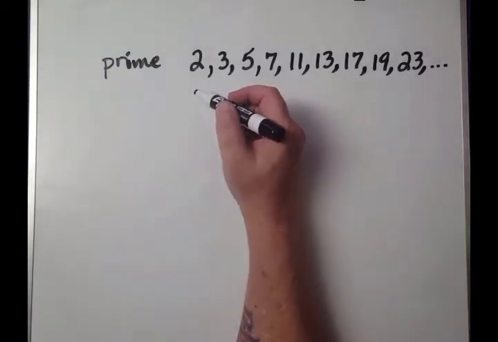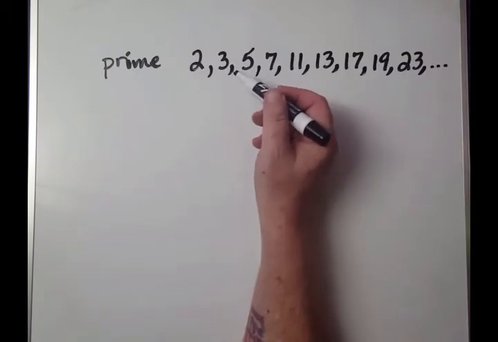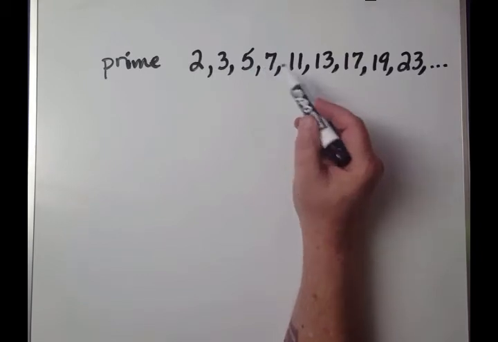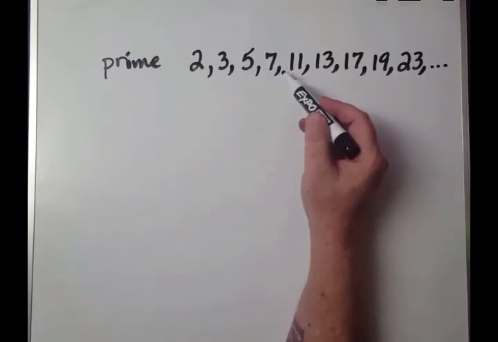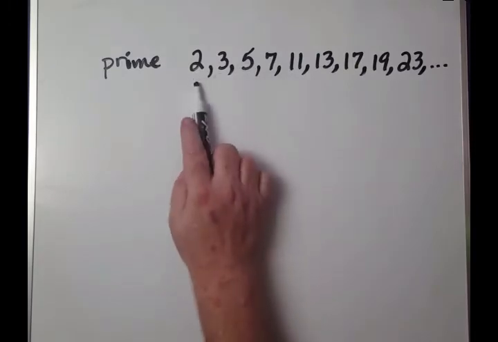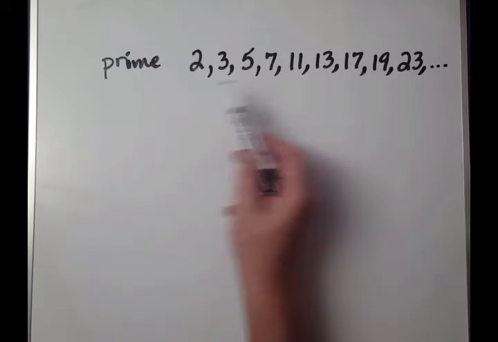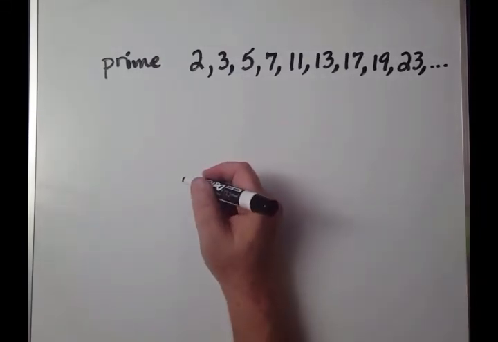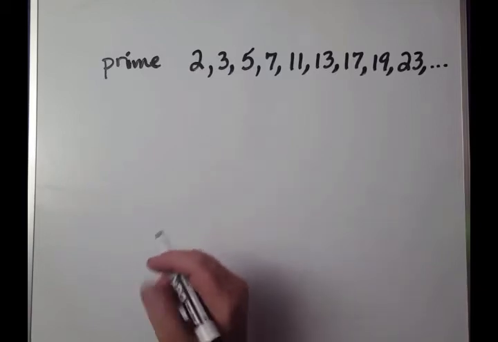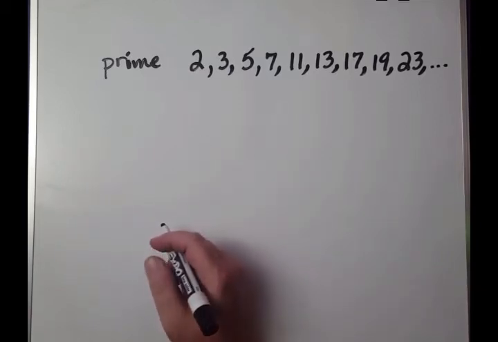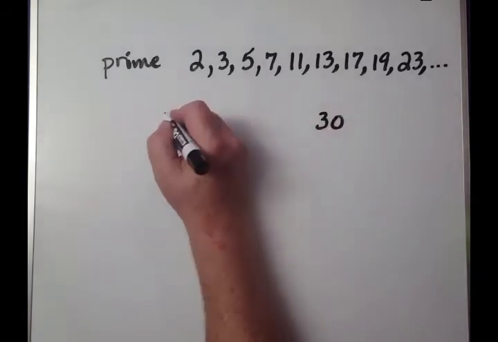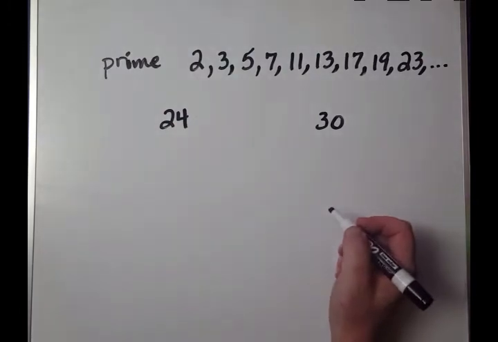Other numbers that are 2 or bigger that are not prime are called composite. 4 is a composite number, 6 is a composite number, 8, 9, and 10 are all composites. But numbers 2 or bigger, divisible only by 1 and itself, are prime numbers. Now that's important because what I can do with prime numbers is create unique factorizations. Let's consider just the number 30, and I'm going to put it over here because I want to talk about my 24 again in a minute on the left.